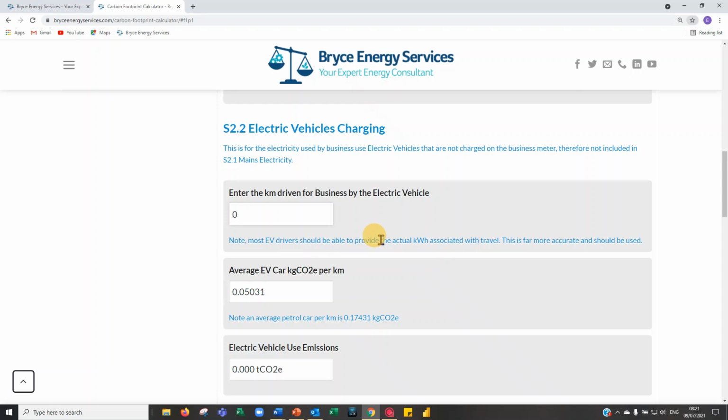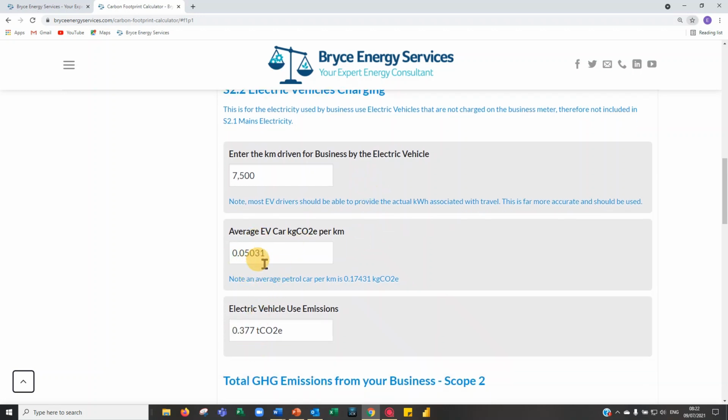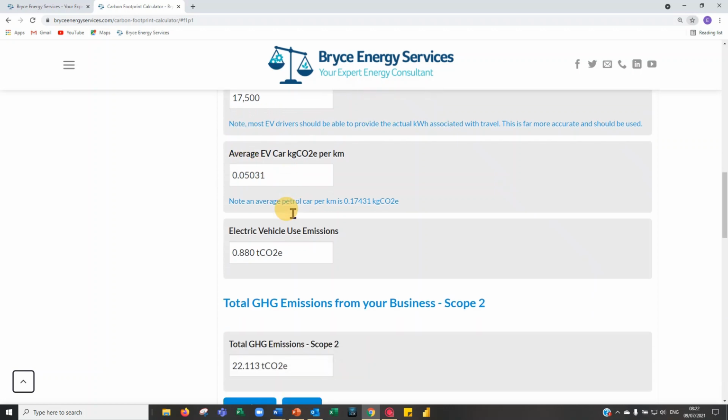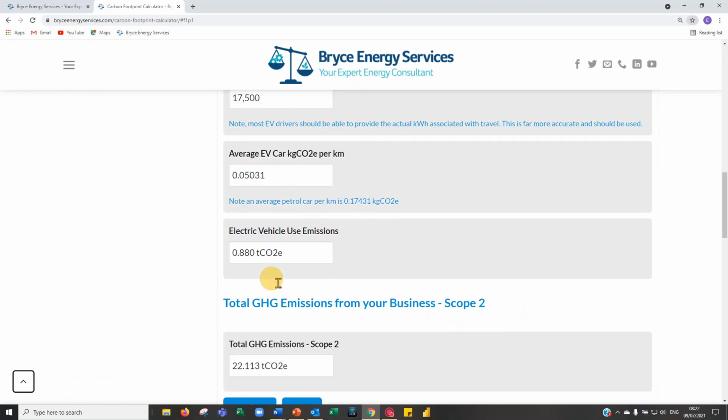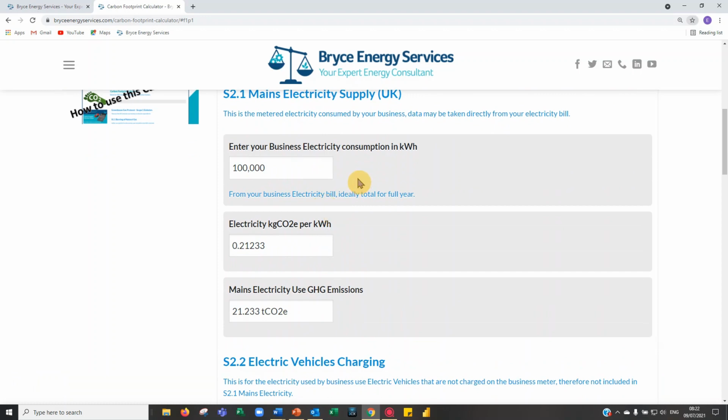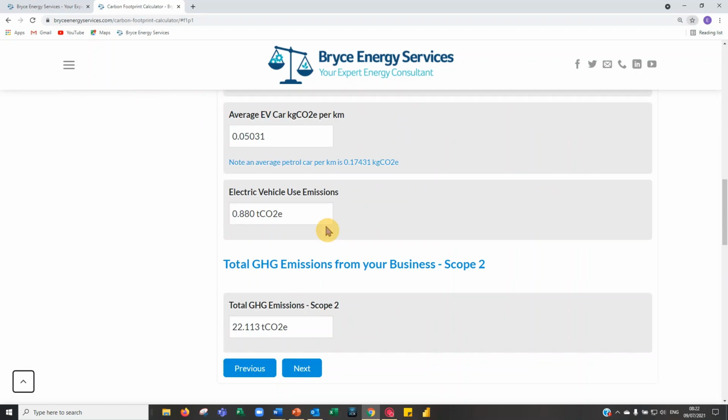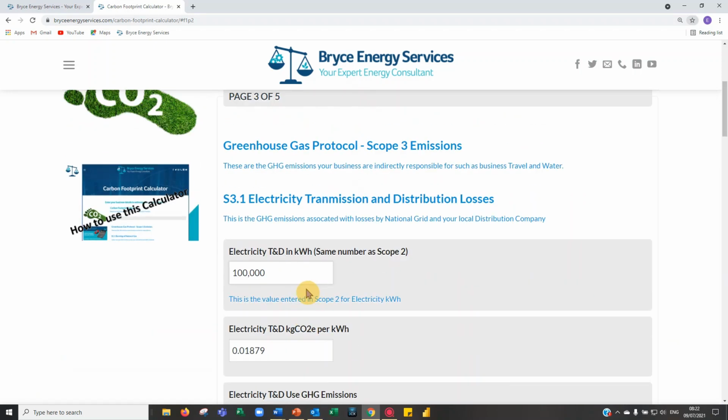But if you just have the number of kilometers driven, so I'm going to say in a year 7,500 kilometers, which perhaps a bit low, and using again conversion factors from UK government, that's 0.377 tons. Maybe just add a 17, make it look a bit more chunky if you have two cars. So total greenhouse gas emissions from your business, scope 2, then become 22 tons. So predominantly your scope 2 is your carbon emissions from the electricity that you use at work. Very simple. Enter total. Next.